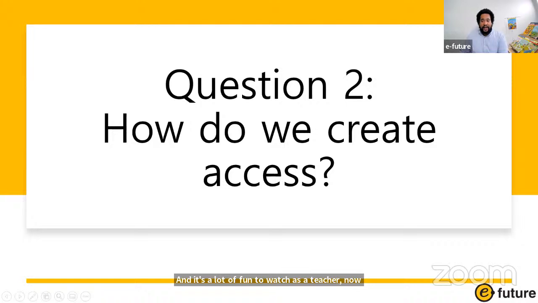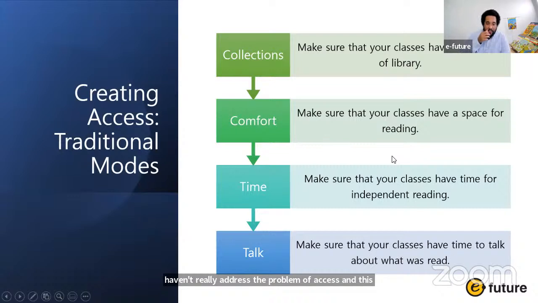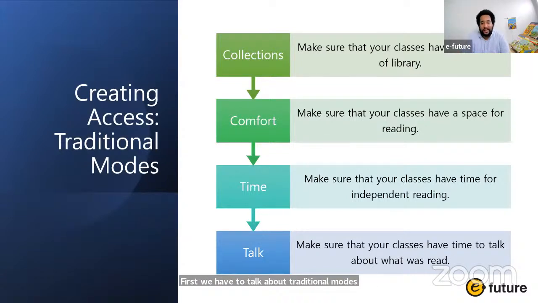Now, having talked about the flipped class, we still haven't really addressed the problem of access. And this is where digital materials come into play. First, we have to talk about traditional modes of creating access. And the way I formulate this is just with a simple abbreviation, CCTT. Collections, comfort, time, and talk.